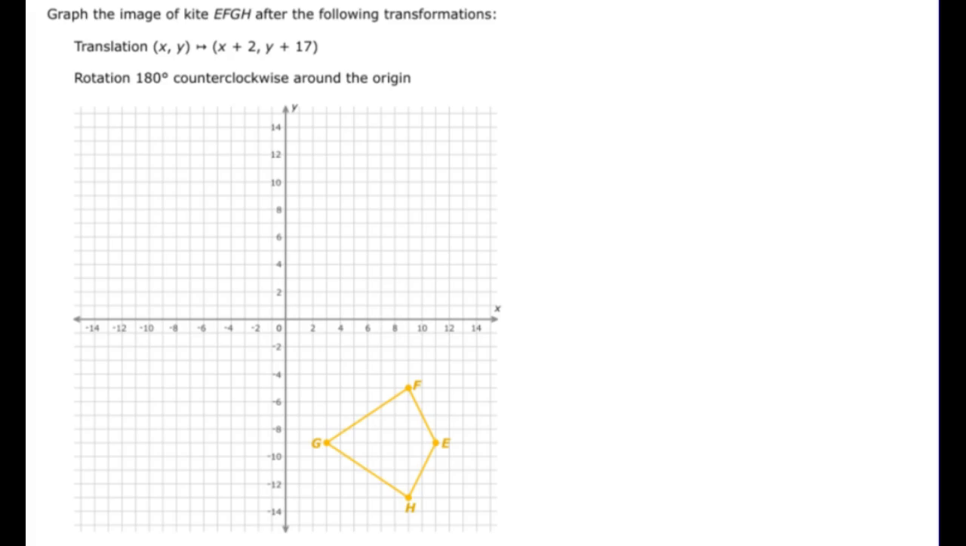For the final example, we want to graph the image of the kite EFGH after the following transformation. So we're going to do a composition, we're going to have a translation, followed by a rotation. The first transformation was the translation, where it was x plus 2, so 2 units to the right, and y plus 17, 17 units up. So I went ahead, plotted all those points, drew the new image, E prime, F prime, G prime, H prime.